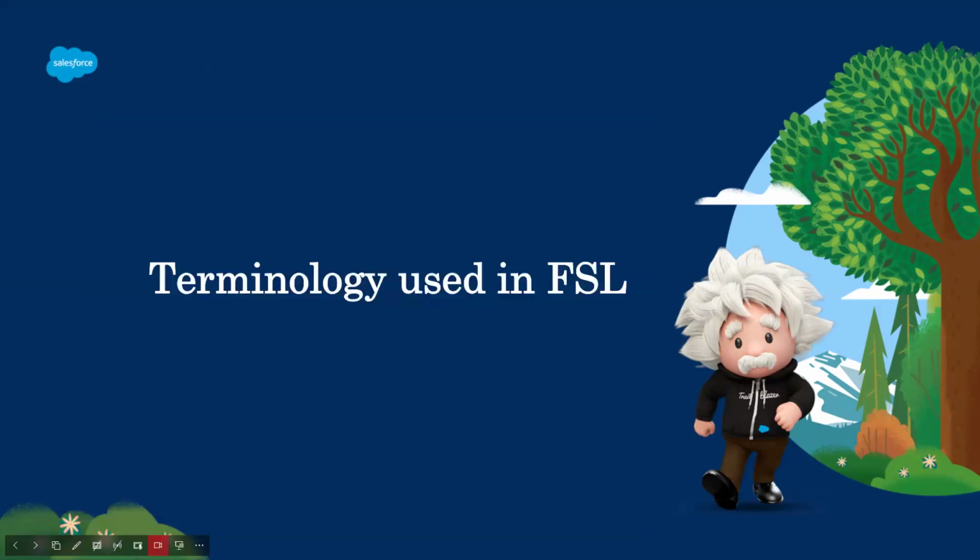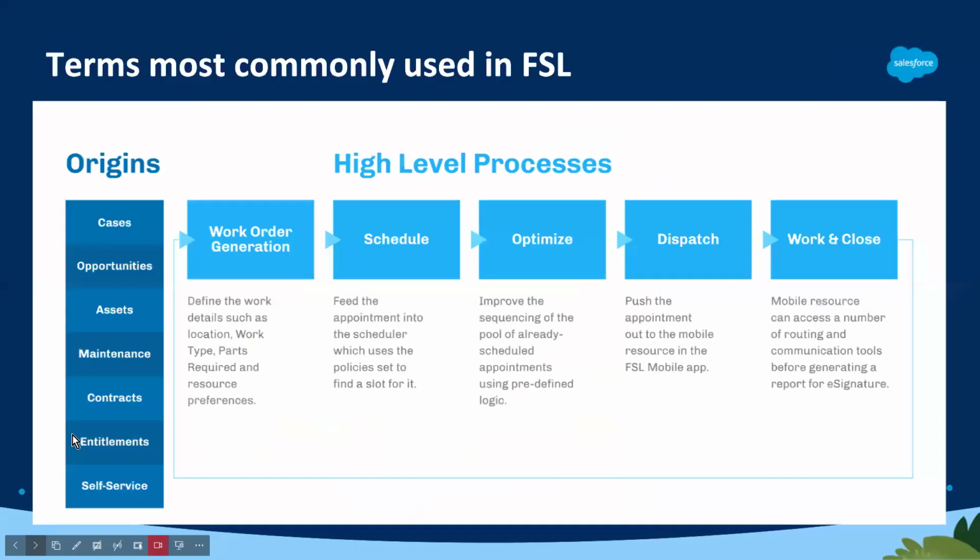So what are the basic terminologies that are used in FSL? I'll tell you about a few terms that you will most commonly find in this entire platform that you need to know before you start FSL. The first ones are things like cases, opportunities, and assets. I'm sure you already know what these are, considering you have already finished your admin and service cloud, because those are the prerequisites. So let's get on to the words that are mostly used in FSL, which is work order generation.